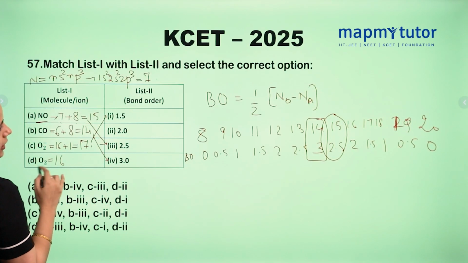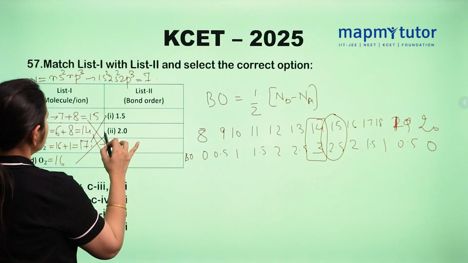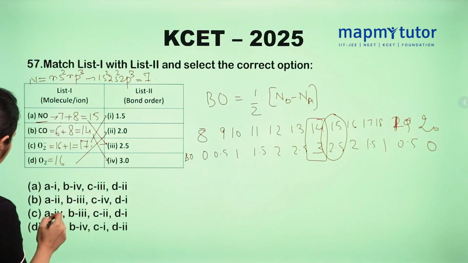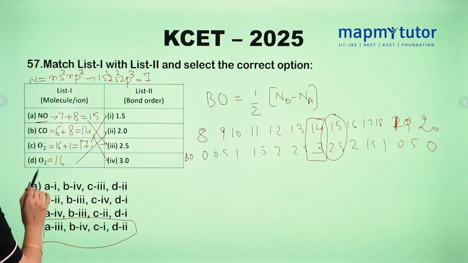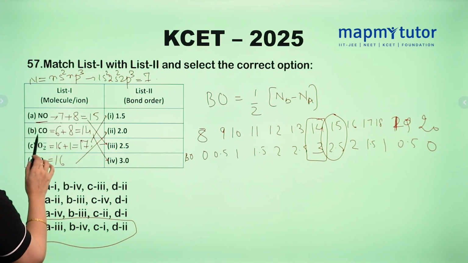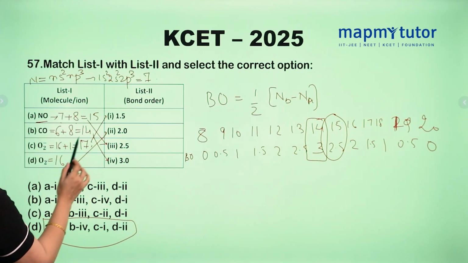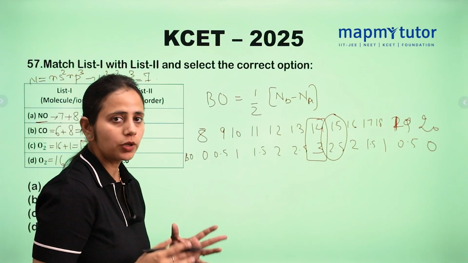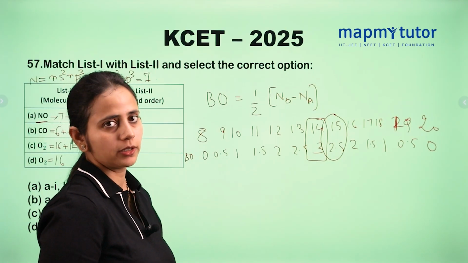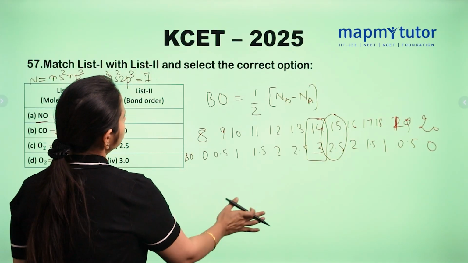O2 is 16, and for 16 it is 2. So let's see, A with 3, yes, D is the right option: A with 3, B with 4, C with 1 and D with 2. In this way, by using this trick, you can solve this question in just 1 minute. So use this formula.